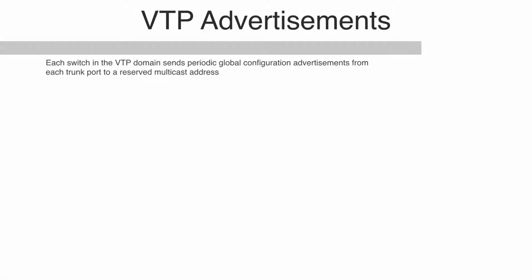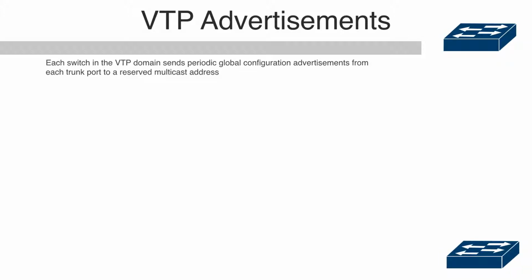VTP advertisements. Each switch in the VTP domain sends periodic global configuration advertisements from each trunk port to a reserved multicast address. Neighboring switches receive these advertisements and update their VTP and VLAN configurations as necessary. Because trunk ports send and receive VTP advertisements, you must ensure that at least one trunk port is configured on the switch stack and that this trunk port is connected to the trunk port of another switch. Otherwise, the switch cannot receive any VTP advertisements.